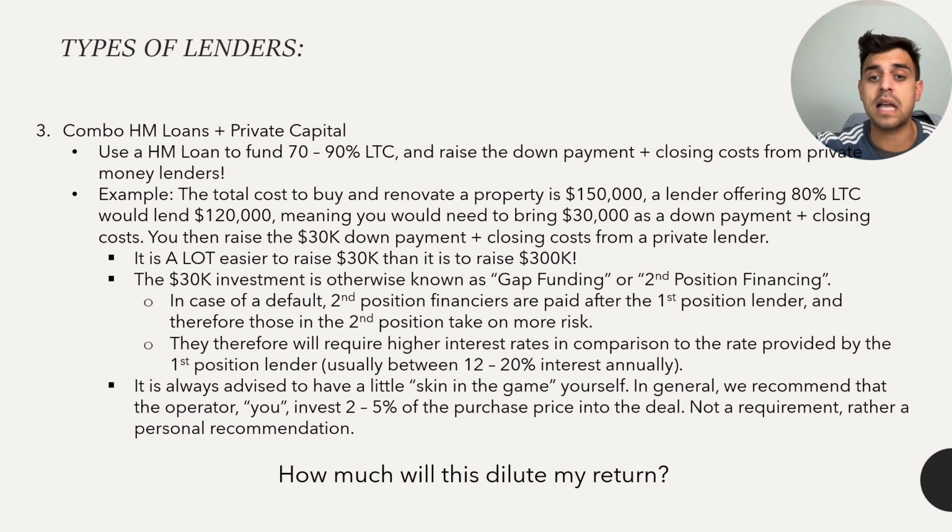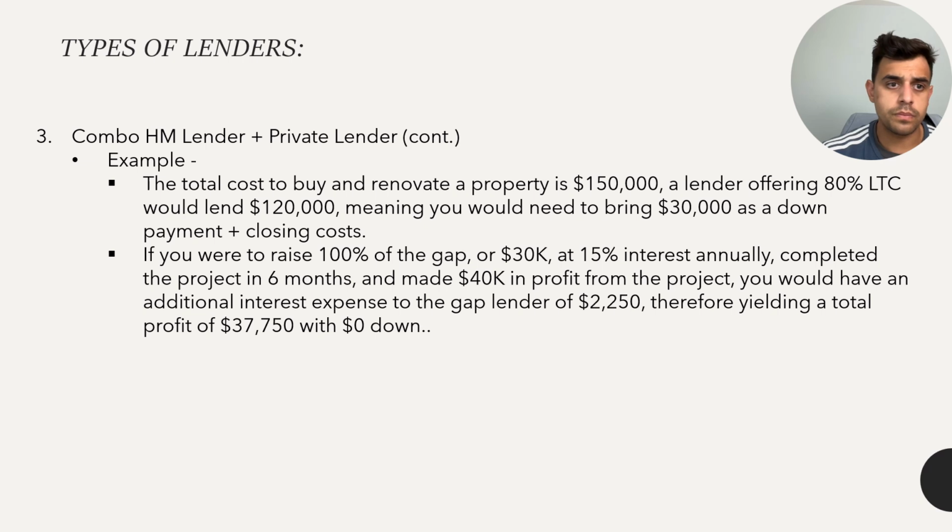So the question there is, how much of my return has now been diluted because I'm offering even more interest in the second position? Same example. Total cost to buy and renovate a property is $150,000. Lenders offering 80% loan to cost would be $120,000, meaning you have to bring $30K as a down payment plus closing costs.